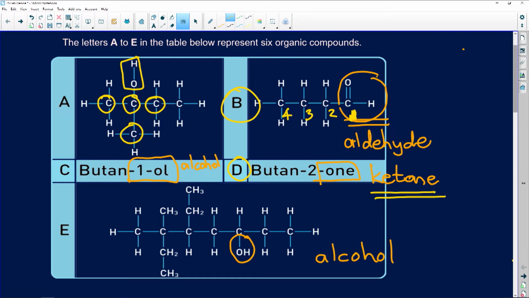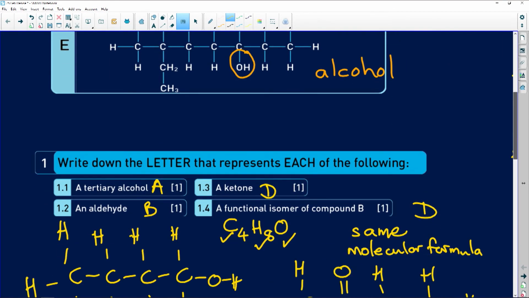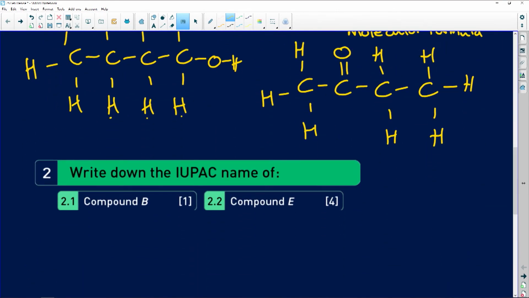So I've got 1, 2, 3, 4 carbons. So 4 carbons. The front part of the name is butane. And what is this? It's an aldehyde, so it's butanol. And we don't give a position because that functional group is always on position number 1. All right, so compound B is going to be called butanol. And just watch your handwriting.